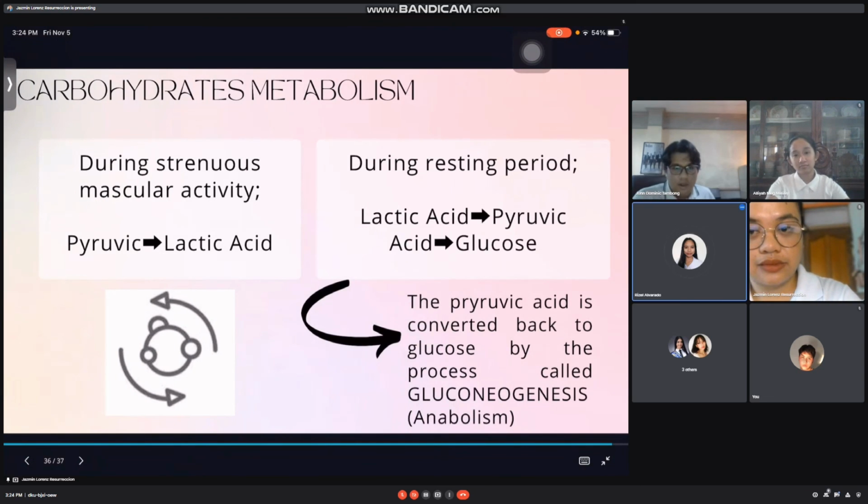How can carbohydrates be metabolized? Once we ingest food which contains carbohydrates, our body releases enzymes like salivary amylase, which is responsible for breaking down larger carbohydrate molecules into smaller ones.